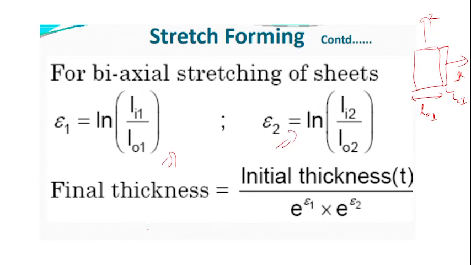So how is this affecting the thickness? There is a direct formula for the final thickness: initial thickness divided by e to the power epsilon 1, that is strain 1, and e to the power epsilon 2, that is strain 2. So you write this formula and then we will solve one question on this formula.